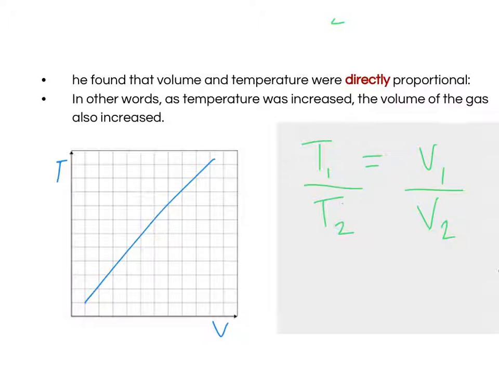Now, I should mention to you, and we should include this in our notes, that our temperature needs to be in Kelvin, okay, not Celsius. Because if we had negatives in here, that would mess up our values, and we'd end up with potentially a negative volume, which makes no sense. There are other reasons, but that's as good as any.